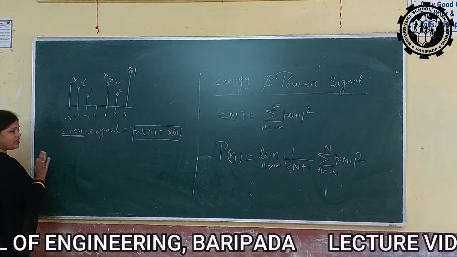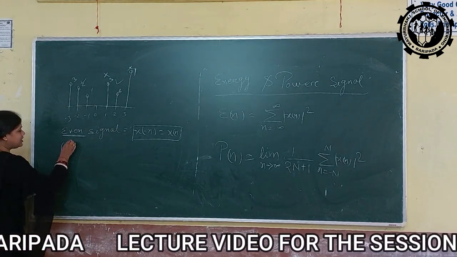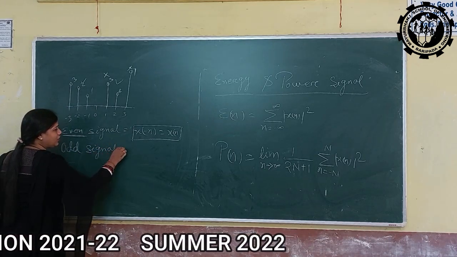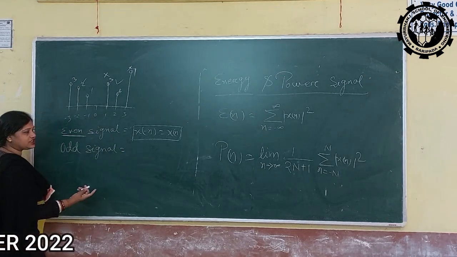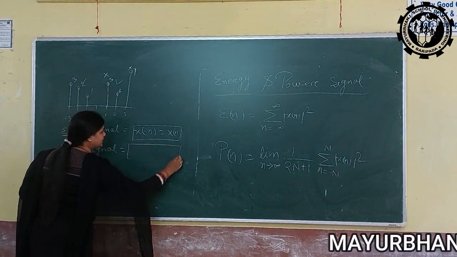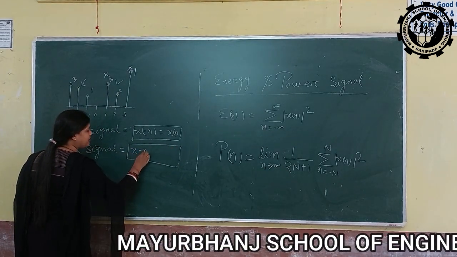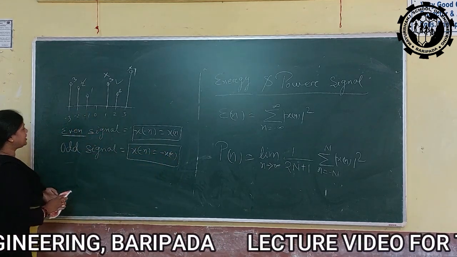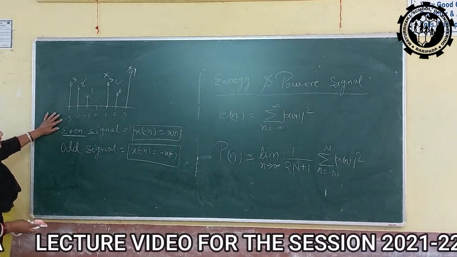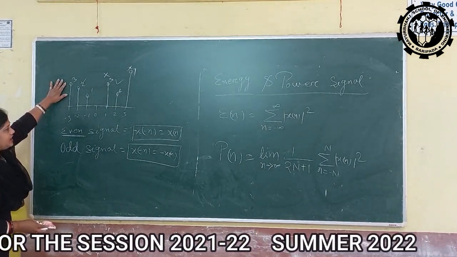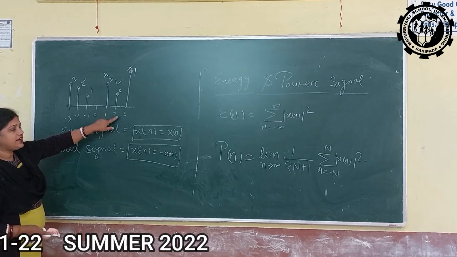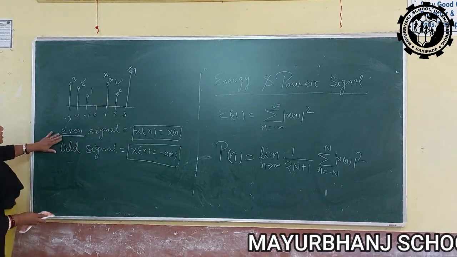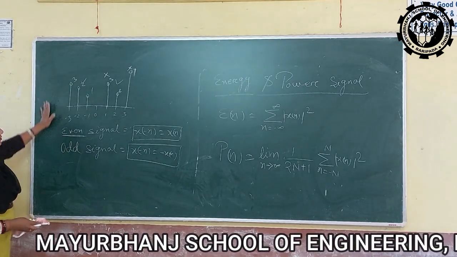So if it is not an even signal, we can check whether it is an odd signal or not. What is the condition for an odd signal? For an odd signal, the condition is x of minus n is equal to minus x of n. If x of minus 3 has value 3, then x of 3 should have value minus 3, but it doesn't. So that means it is also not an odd signal.